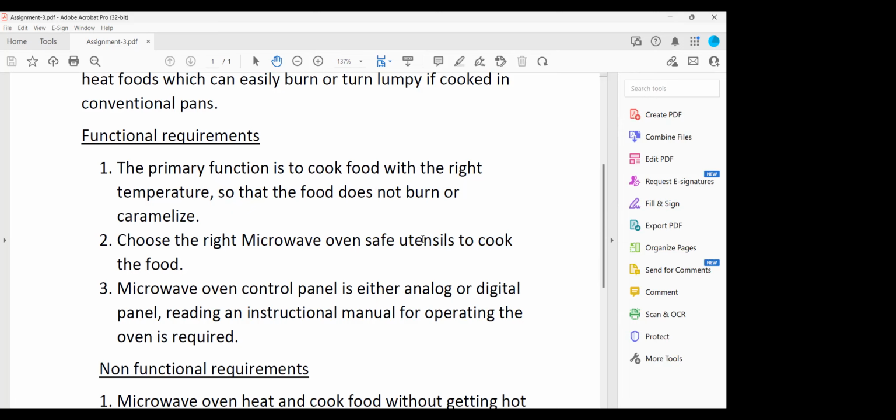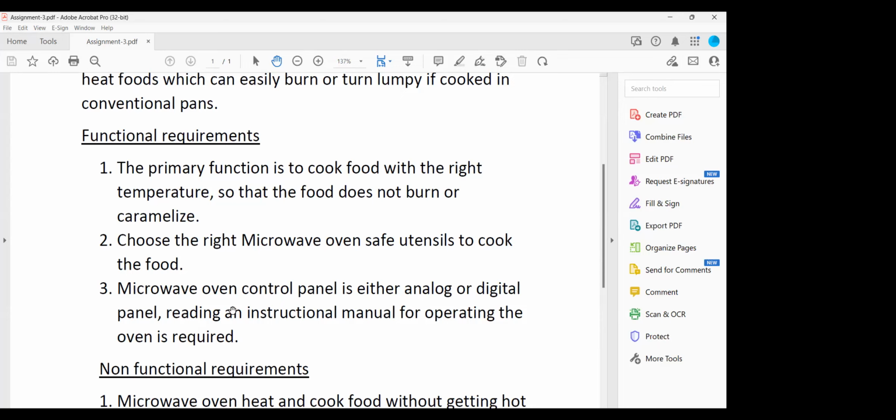What if you use non-microwave-safe utensils? Forget about the metal, but say plastic which is not compatible with the microwave. What actually happens? It burns, isn't it? The food will be spoiled. So we need to make sure you have the right utensils, the right grade, whatever has been defined. Yes or no?